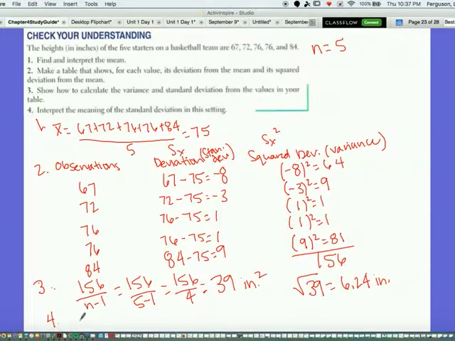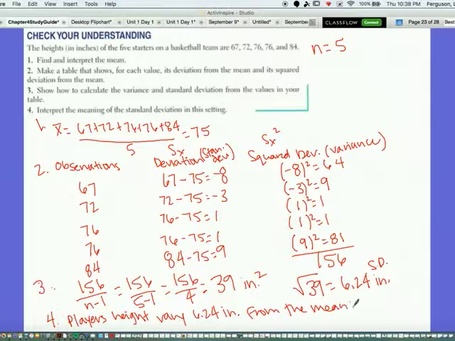Number 4 says interpret the meaning of the standard deviation in this setting. So the standard deviation for everything was 6.24 inches. What that means is the players' heights vary 6.24 inches from the mean height of 75, which is the answer that we got in number 1. And this is just basically on average.